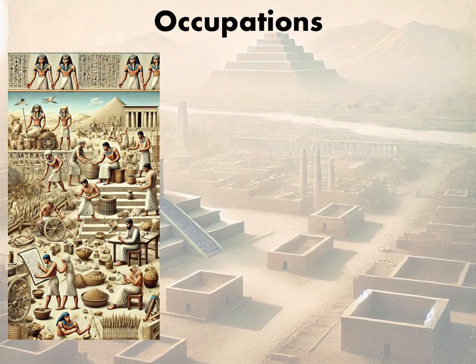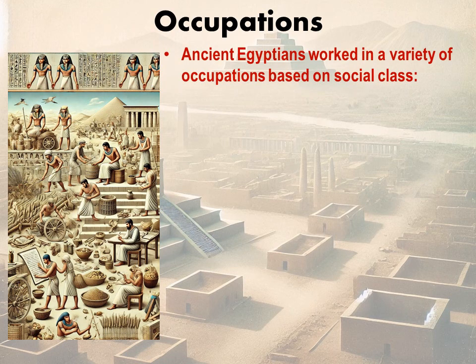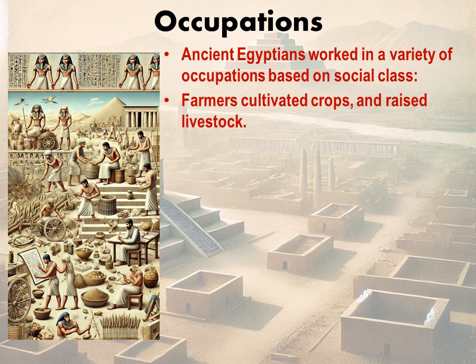Occupations. What were the jobs done by the Egyptian people? Now, a society cannot function unless people work. So, Egyptians were very hard workers, and what were the jobs they did? Ancient Egyptians worked in a variety of occupations based on social class. So, according to their social class, ancient Egyptians did a lot of variety of work. What were their main works?